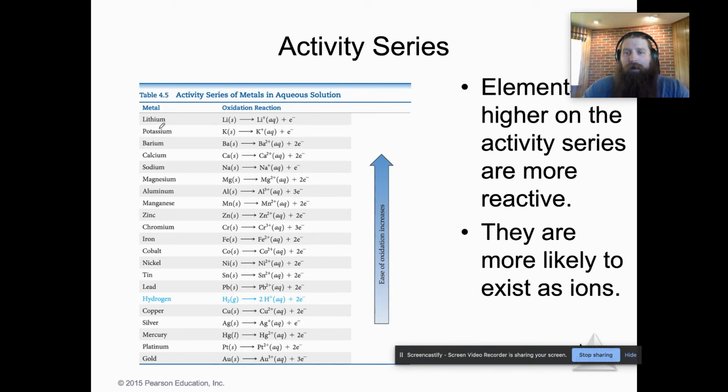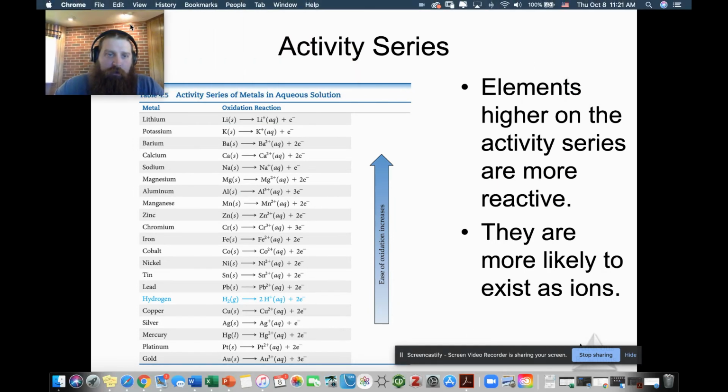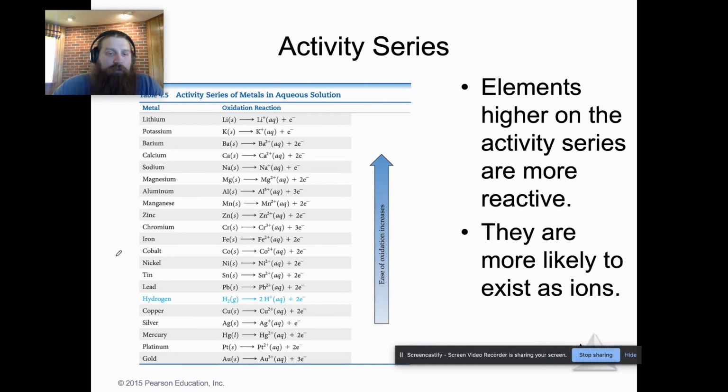The things closer to the top are more reactive. Reactivity is going to follow some of our trends, so that's useful. But this is something that you just kind of want to keep in your mind. So learn this table, write it down. You don't have to necessarily learn the reaction, just learn the table. The things near the top are more likely to exist as ions. So that's how I can tell if I have silver and I have copper. Where's copper at on this thing? Right there, right next to each other. Copper is more likely to exist as an ion than silver.